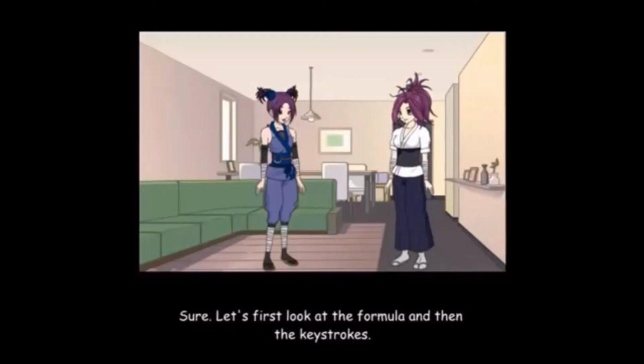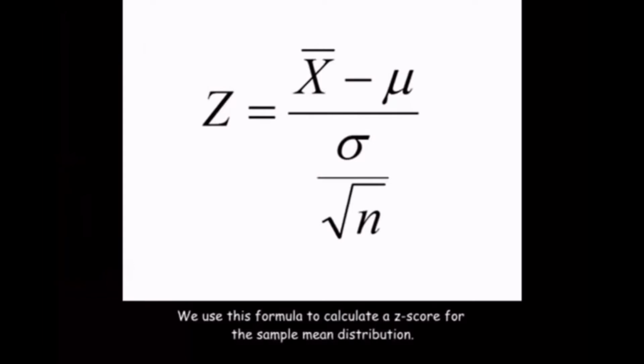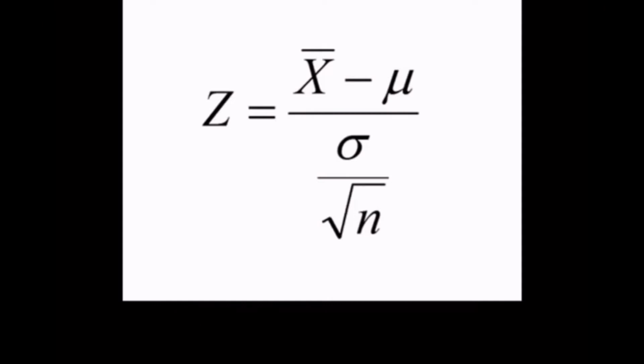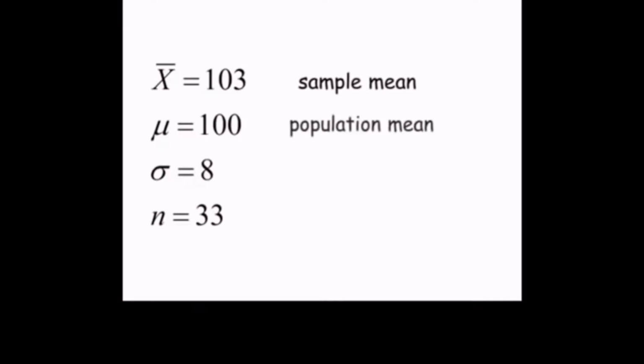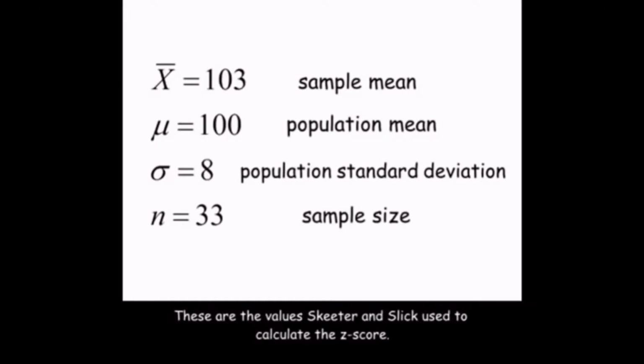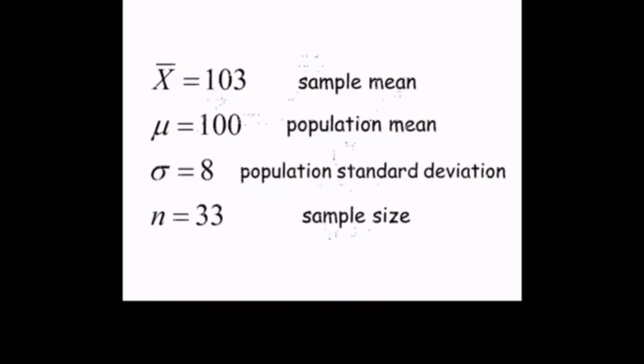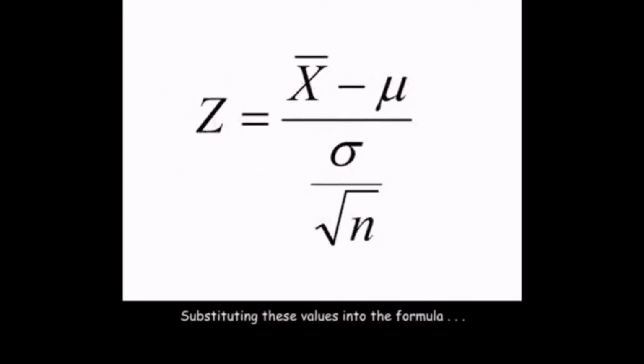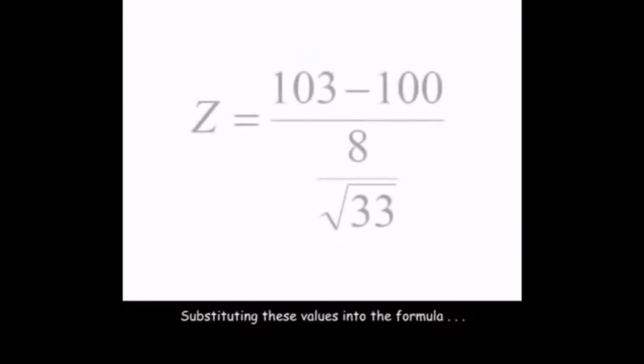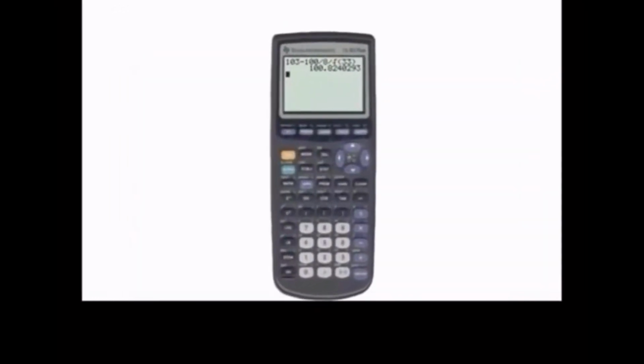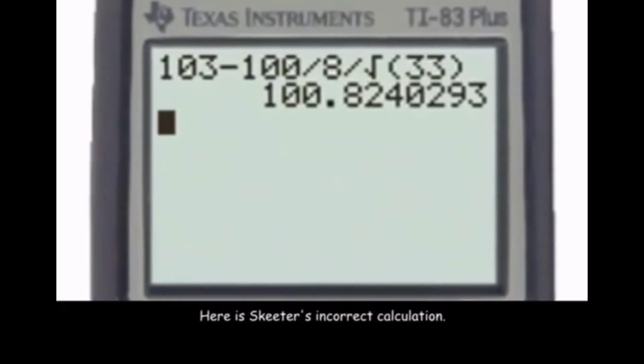Sure. Let's first look at the formula and then the keystrokes. We use this formula to calculate a z-score for the sample mean distribution. These are the values Skeeter and Slick used to calculate the z-score. Substituting these values into the formula, here is Skeeter's incorrect calculation.